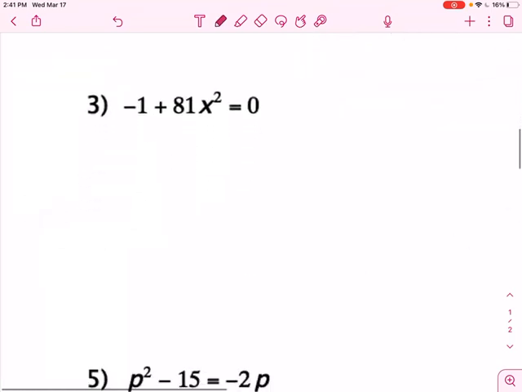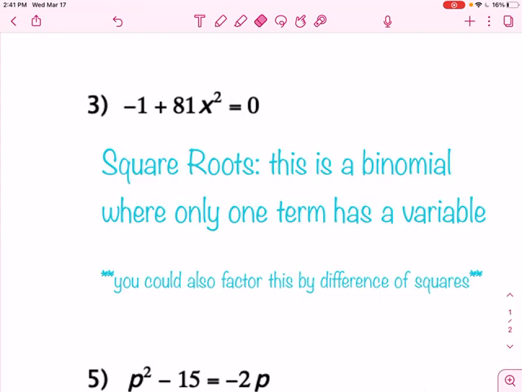For number 3, the easiest way I think to solve number 3 would be square roots. Okay, this is a binomial. You only have 2 pieces. One of the pieces doesn't have a variable. This one has the x squared, but the other one doesn't have a variable. You could actually technically do this one by factoring, by using our difference of squares, which was that special case factoring. But honestly, personally, I think square roots would be the easiest way to go about this one.